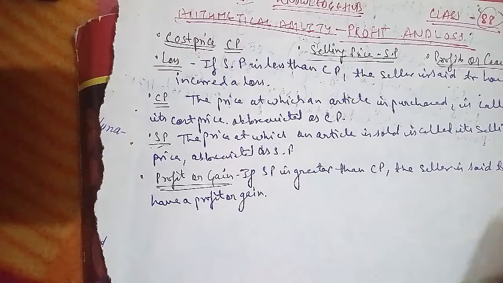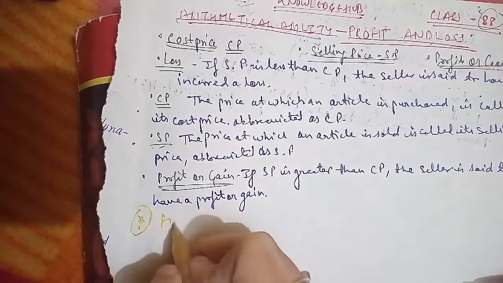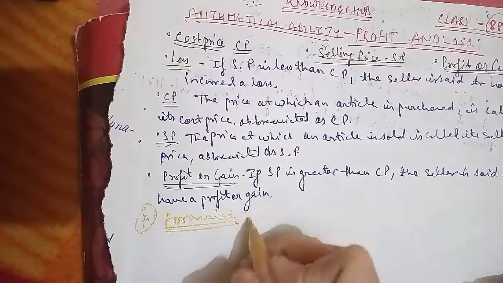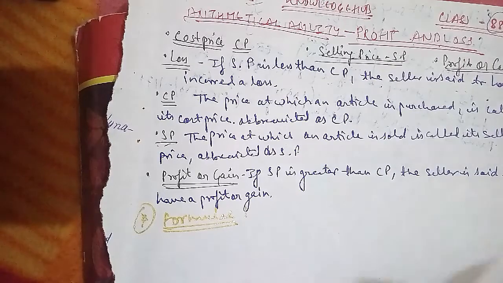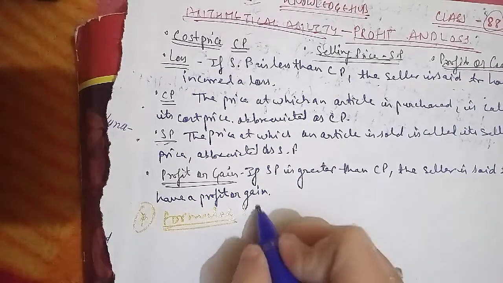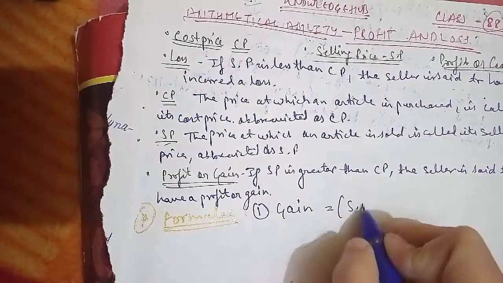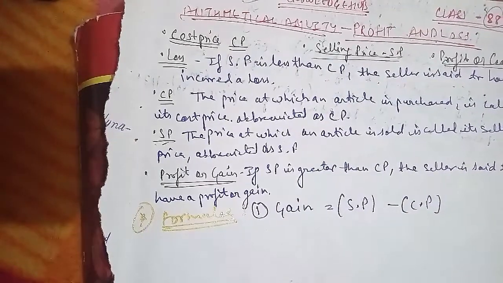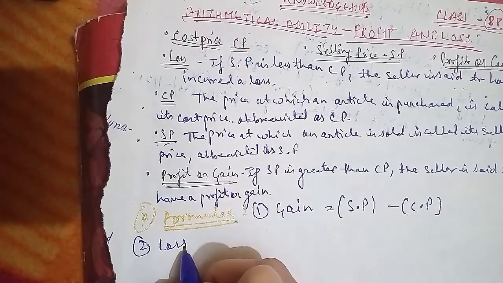Now we go ahead to the formulas, which are of course important. So the first formula we have is gain equals SP, which is selling price, minus CP, that is cost price.